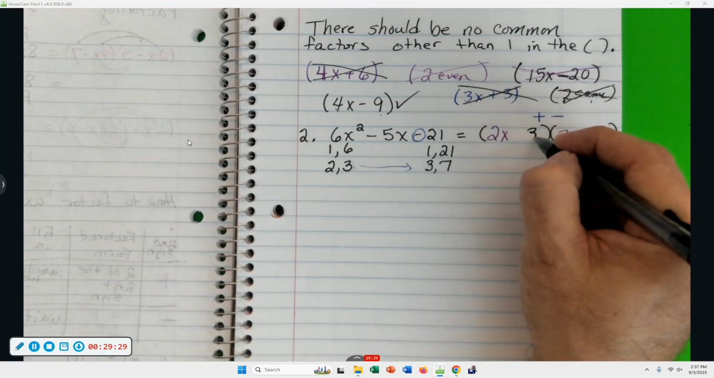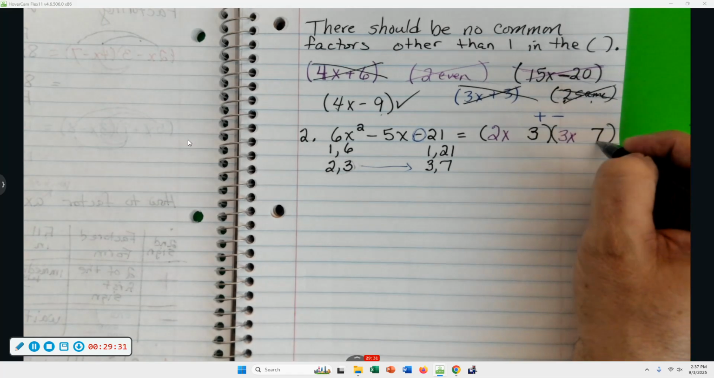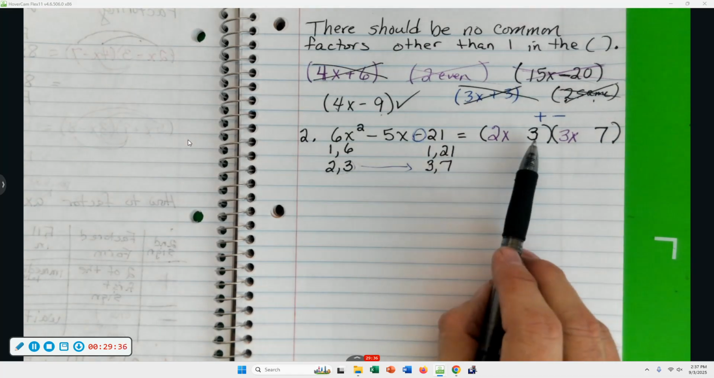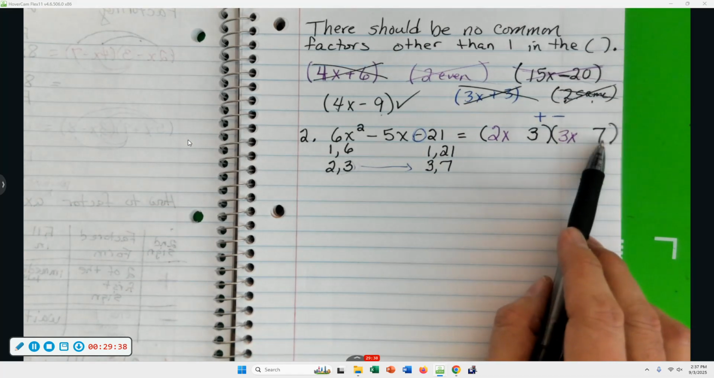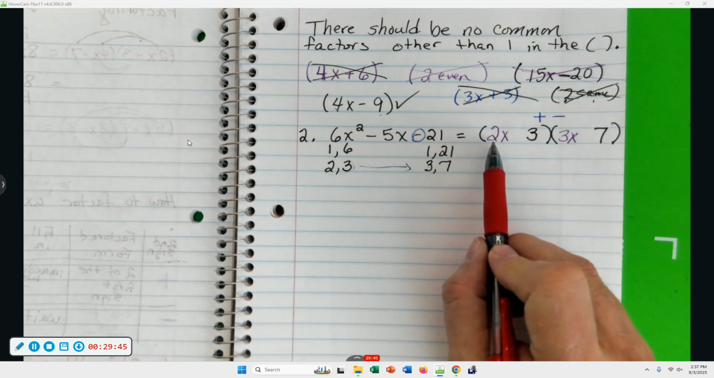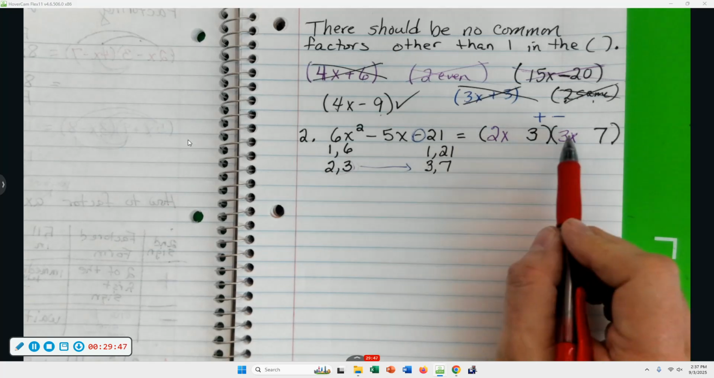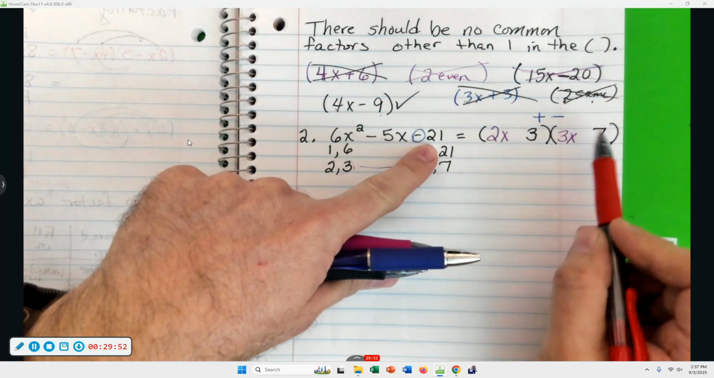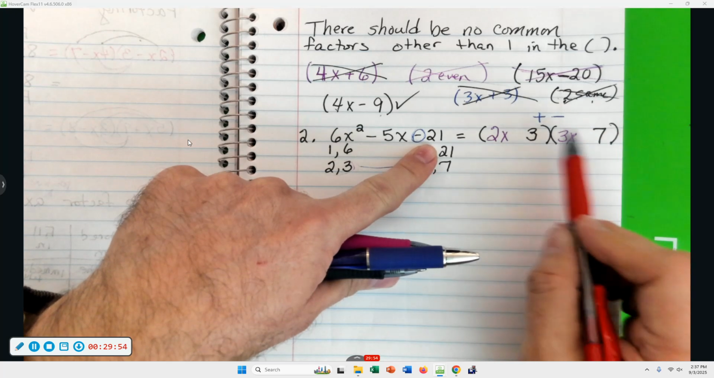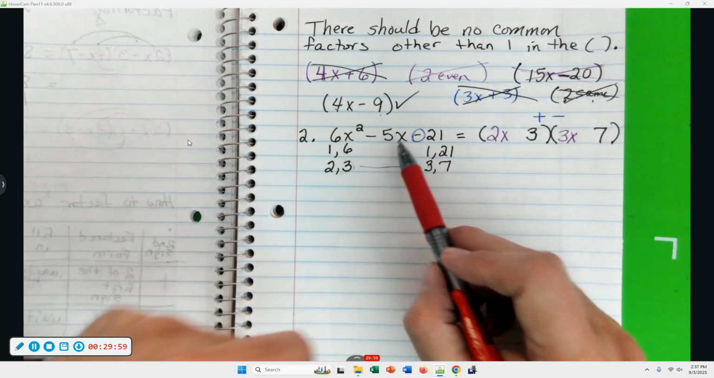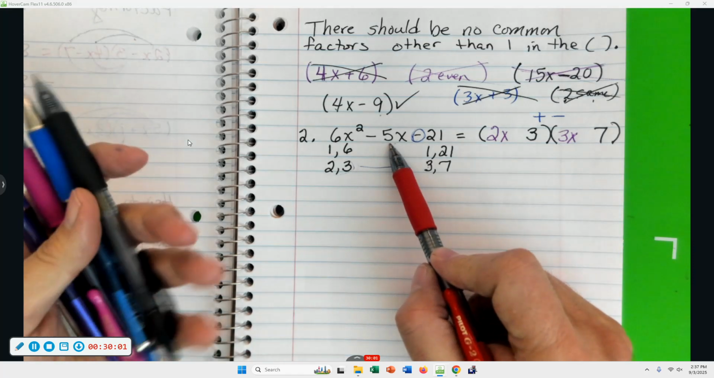Let's see. If I put the 3 here and the 7 here, notice how I'm making these work out. Is there any common factor other than 1? Nope. 2 and 3 are only divisible by 1. 3 and 7 are divisible by 1. The first terms are 6x squared. The last term gives me a 21. I now need to figure out how to arrange the plus and minus to see if I can get a minus 5x. Well, back at the table.